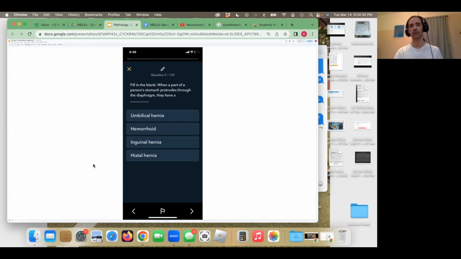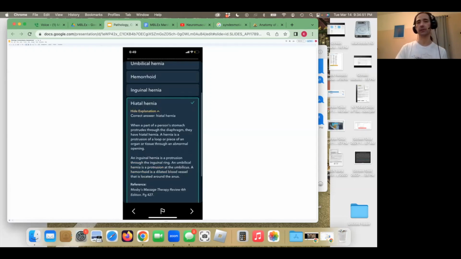When part of a person's stomach protrudes through the diaphragm, they have an umbilical hernia, hemorrhoid, inguinal hernia, or hiatal hernia? Hiatal. Okay, the answer is hiatal. If anybody wants clarification, let me know, all right?